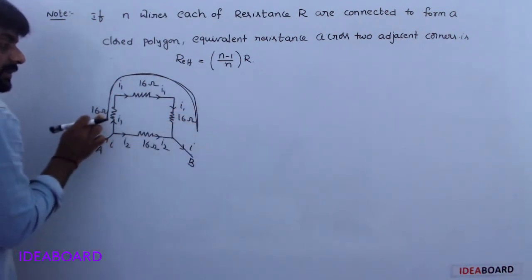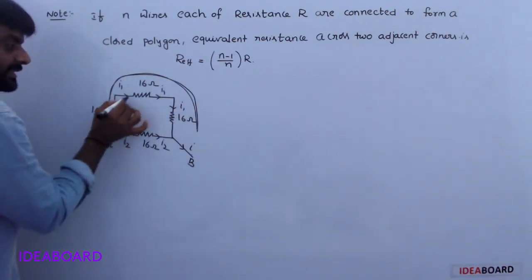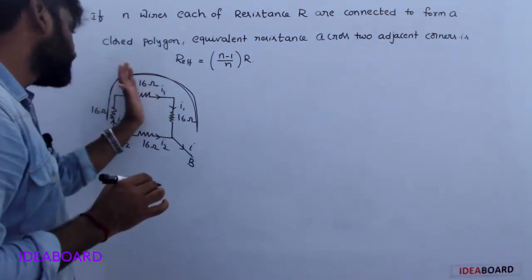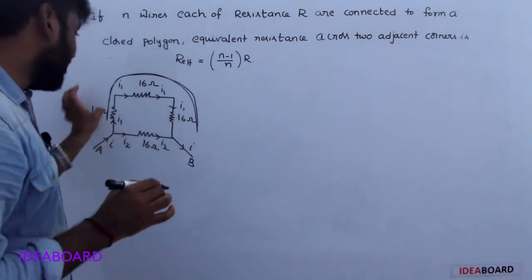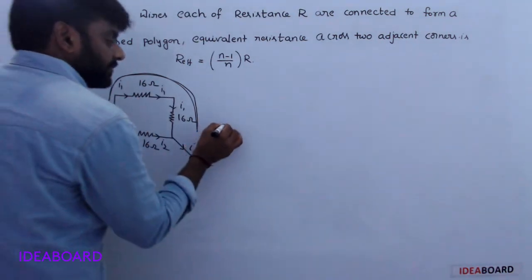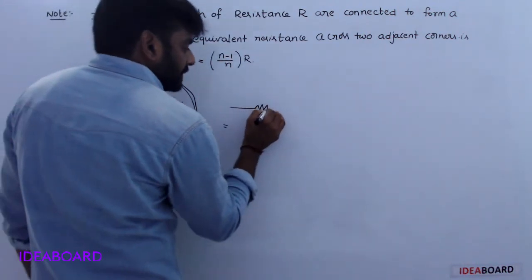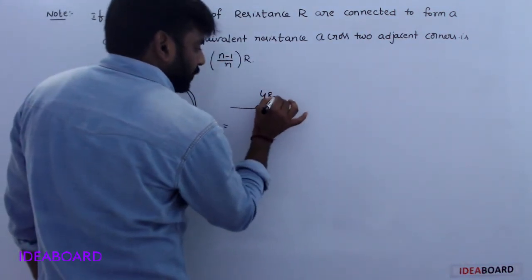Since the same current is passing through them, these three are in series. 16, 16, 16, simply adding, gives 48. That means these three are in series, so this one is 48 ohms.